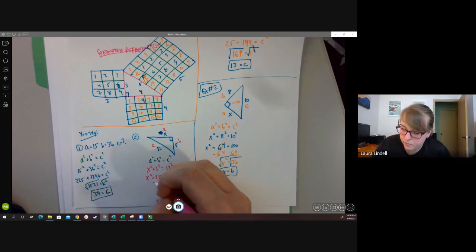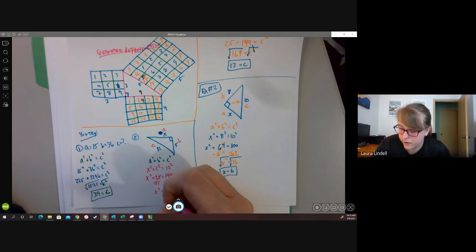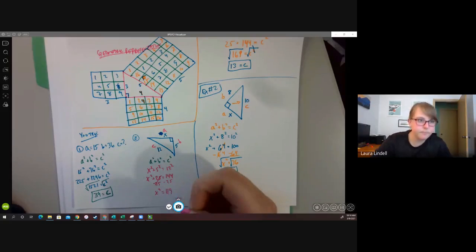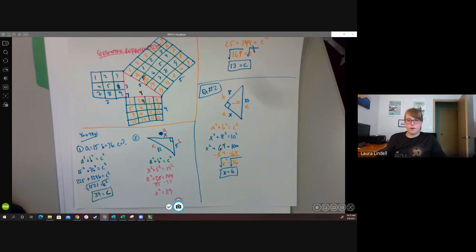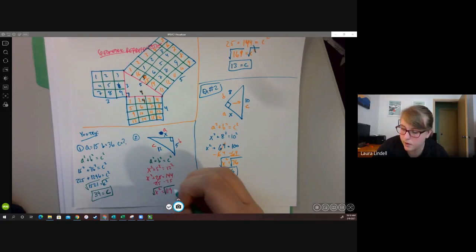Minus 25 on both sides. We get x squared equals 119. And then at this point, this is where there's kind of two different ways that you can write your answer. So I know this is not our answer. We're not quite done yet. We have to square root both sides.